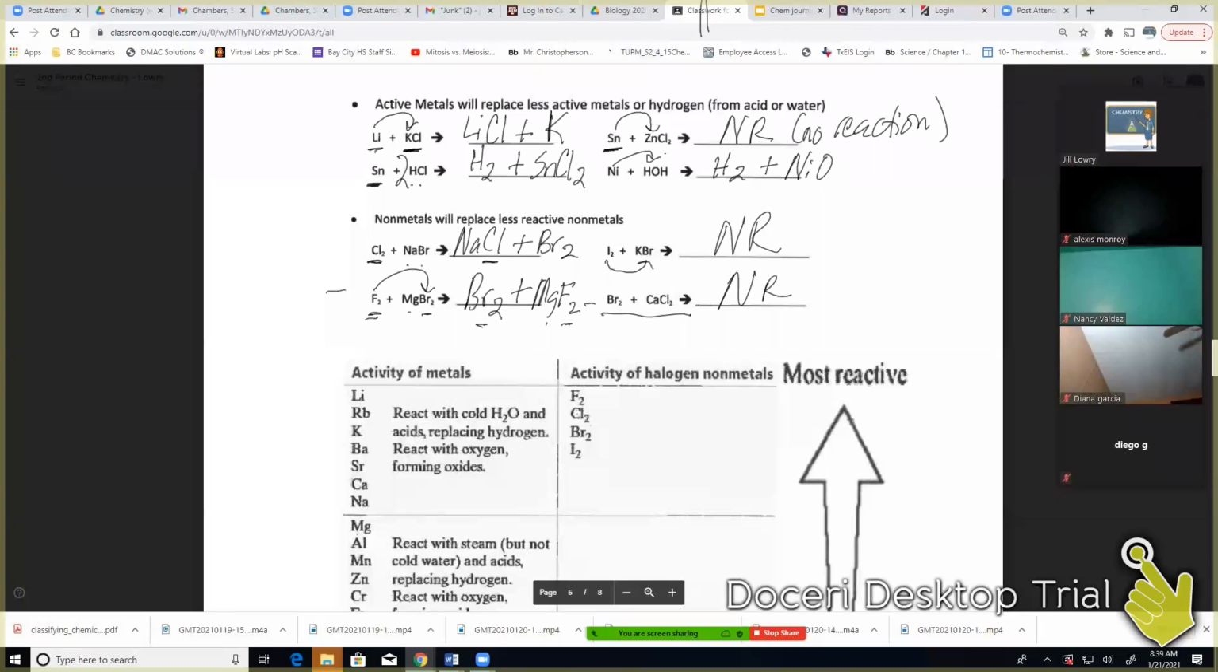And tomorrow, when you classify these, the way that you can tell it's a single replacement is you have a compound and then a single element on all of those. Compound plus single element. So those are why these are called single replacement reactions.